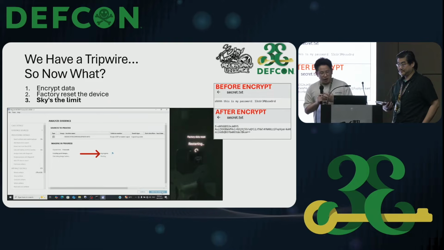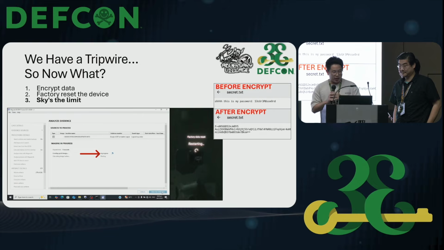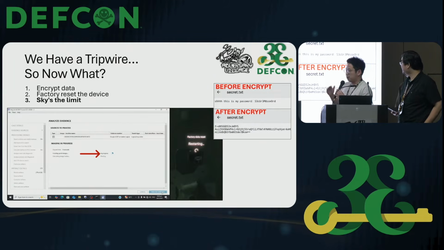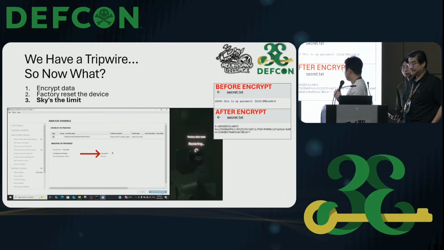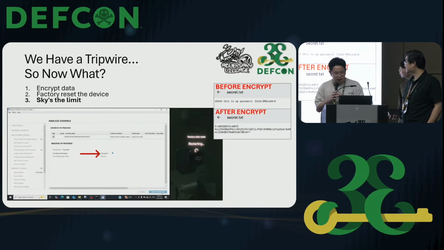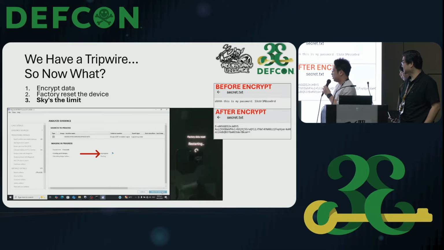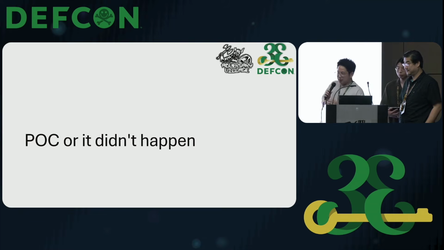So now we have a tripwire, now what? We tested and tried two anti-forensic mechanisms. The first is encryption of data. You can see a secret doc text, which might contain some important data such as a password, and after encryption, the data is encrypted, so you can't see it anymore. The other is factory reset of the device. You can see the big image over here showing factory data reset. The phone is being factory reset as we try to use Magnet AXIOM. So I pass the time to Joseph.